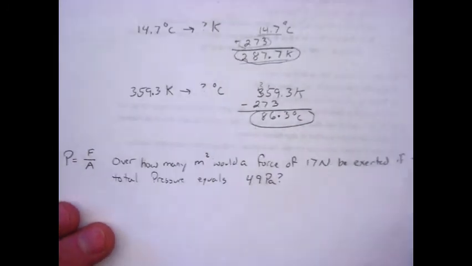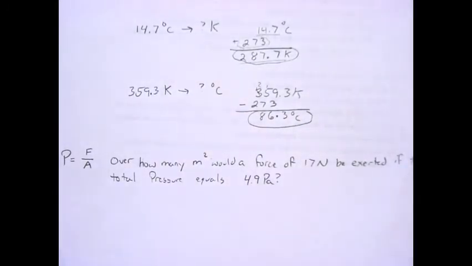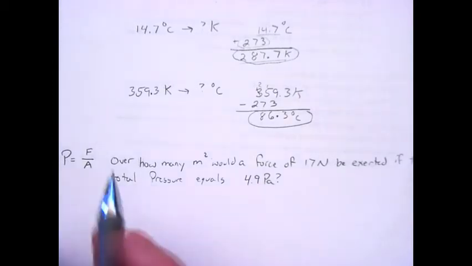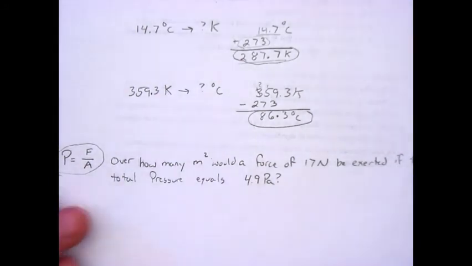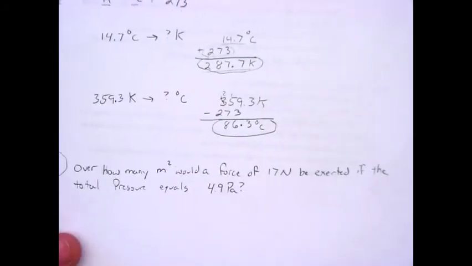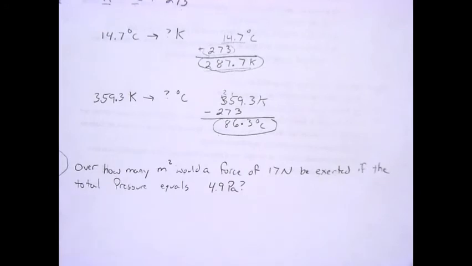And then finally, looking at our final question here, we are using the formula pressure is equal to force divided by area. And the question reads, over how many square meters would a force of 117 newtons be exerted if the total pressure equals 4.9 pascals?